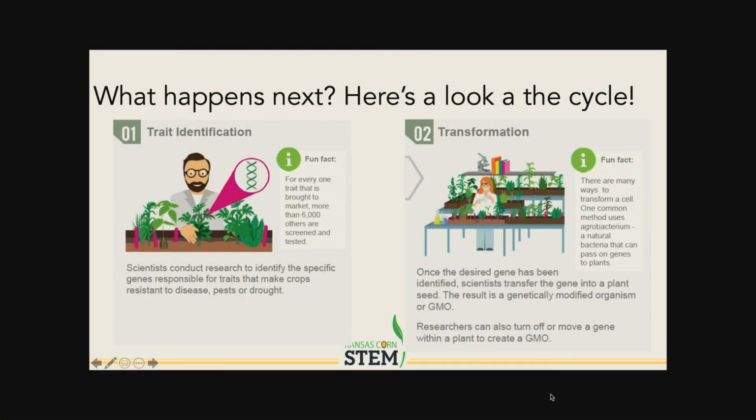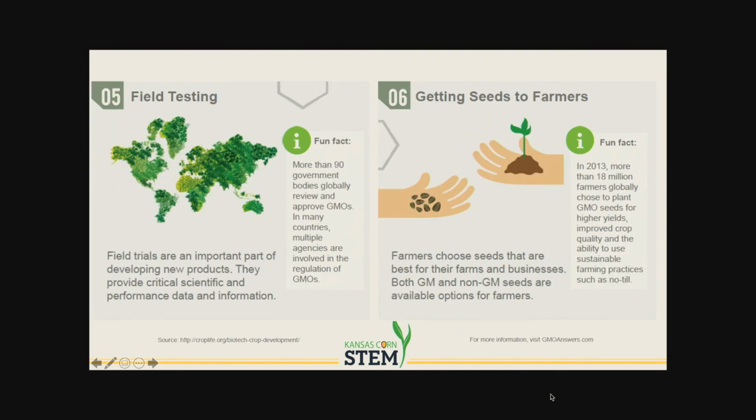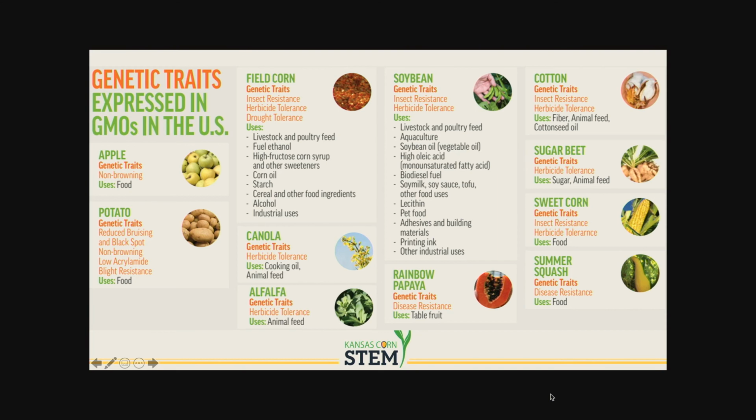GMOanswers.com has some great examples for this. Here you can see we walk through the process of trait identification, transformation, greenhouse testing, regulatory science, which is a lot more than kids think it is, field testing, and getting the seeds to farmers. When it comes down to it, kids don't really know as much as they think they do about genetically modified organisms, and it's our job to help teach them.